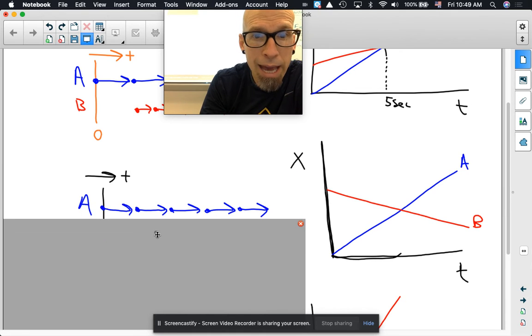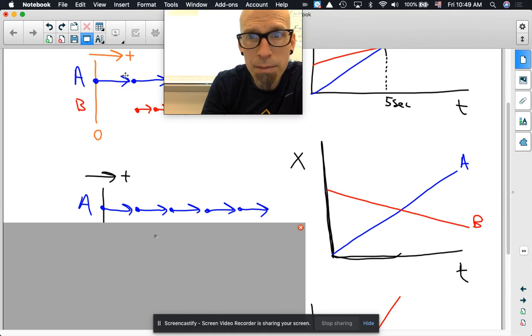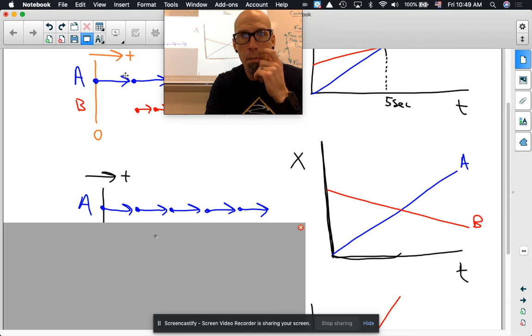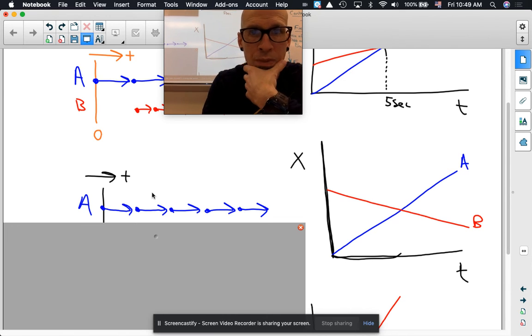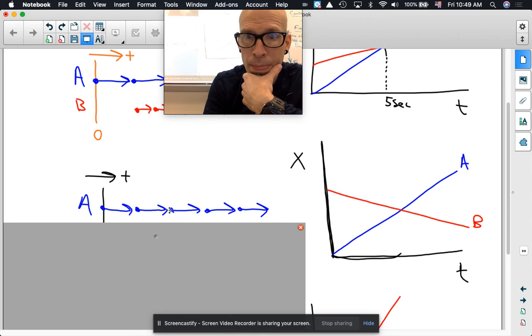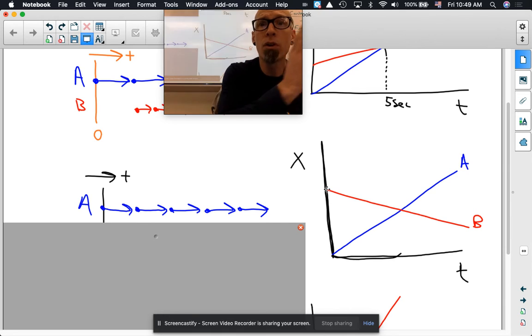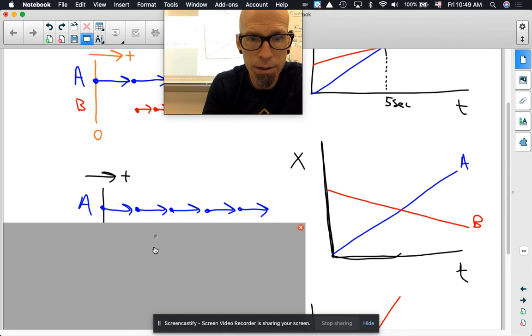So A looks exactly the same as it did before, right? Exact same thing. Because remember, A's line here is the same as A's line here. B's is not the same. So if B started here last time, and we see that B is even further up on the position axis than it was before. It was down here, now it's way up here. What does that mean? That means it's starting even further ahead.